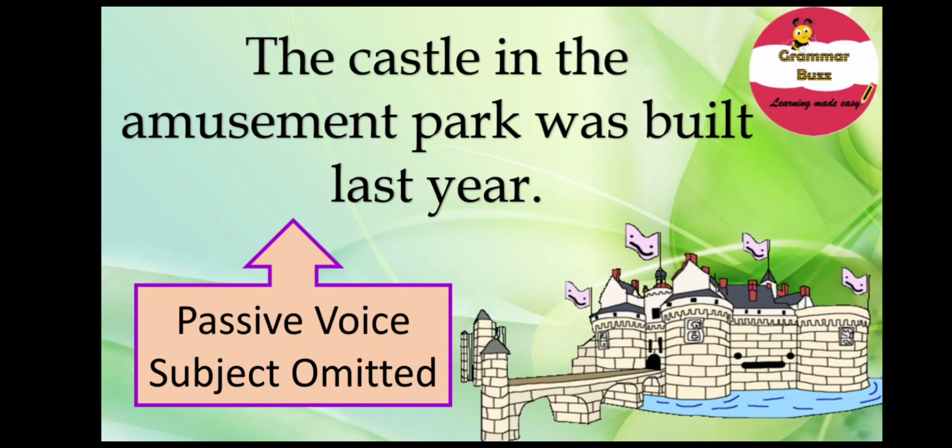Also note the verb form. What is it? It is was built. So was is the auxiliary be verb and built is the past participle of the verb build.